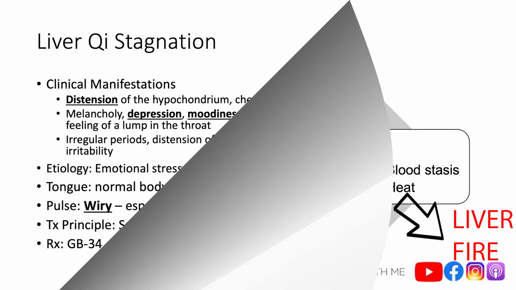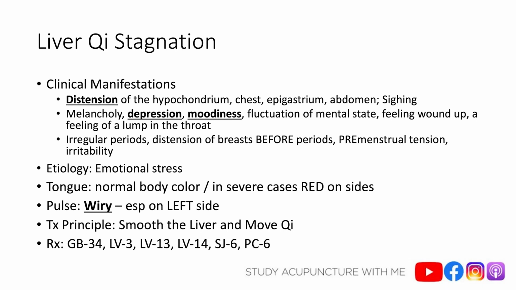All right, so first, let's start with liver qi stagnation. Now, with liver qi stagnation, that's when your patient's going to present with things like distension of the hypochondrium, the chest, the epigastrium, the abdomen. Your patient's going to present with sighing. Your patient's going to present with melancholy, depression, moodiness, fluctuations in their mental state. They're going to feel wound up. They might even have a feeling of a lump in the throat. They might have irregular periods. They might have distension of their breast before the period starts. They might have premenstrual tension, and they'll have irritability.